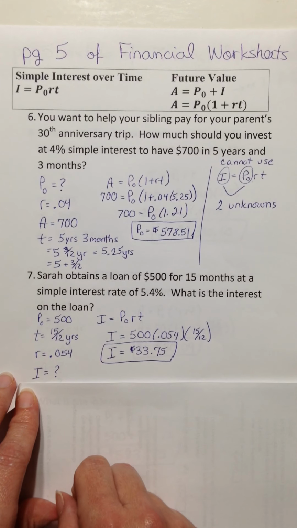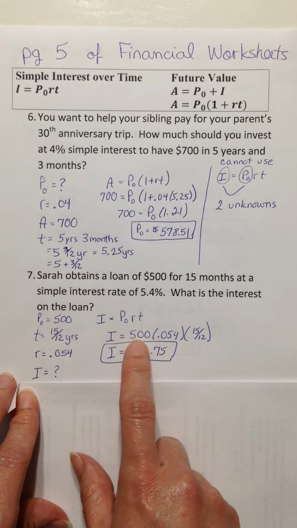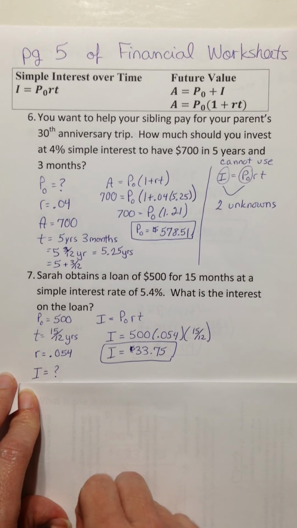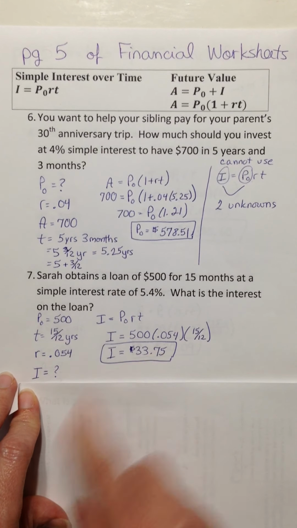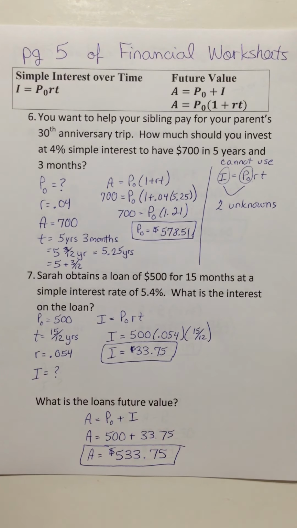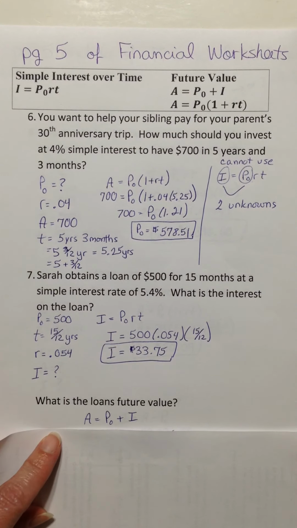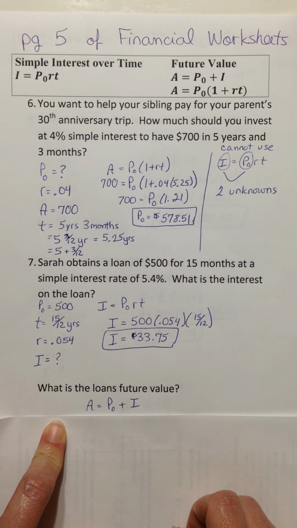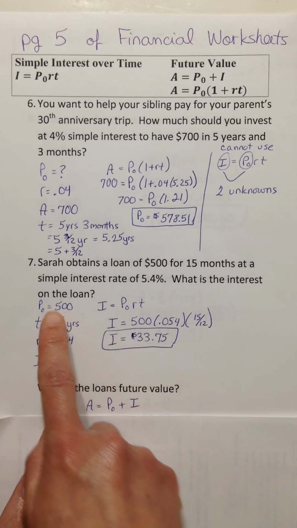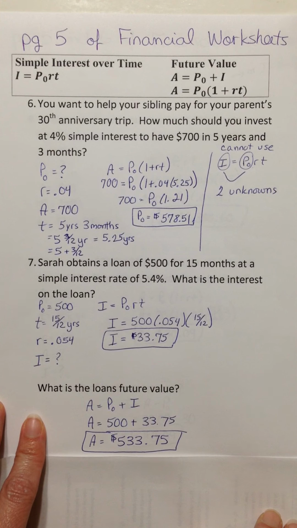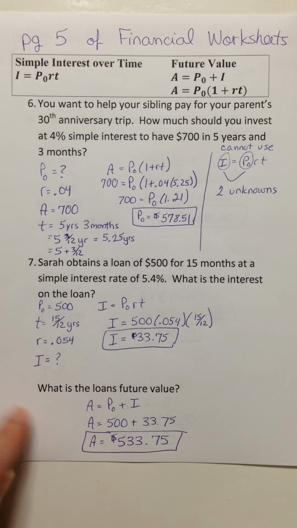So you would use I equals PRT, multiply the principal, the rate, and the time. I did not change this to a decimal or reduce it. If you want to, that's fine, but you can also just leave it as 15 over 12. Multiply this to get $33.75. What is the loan's future value? Once you have the interest, then to find the future value, you add it back to the principal. So the principal plus the interest is $533.75.